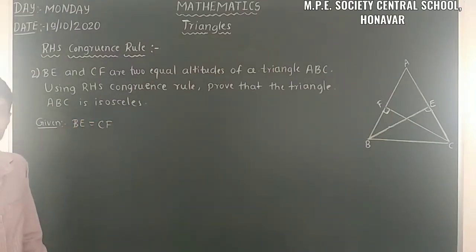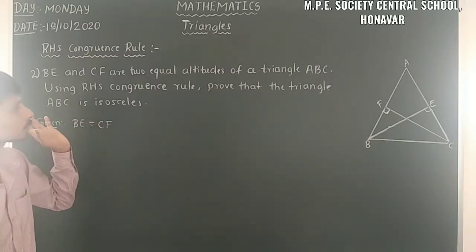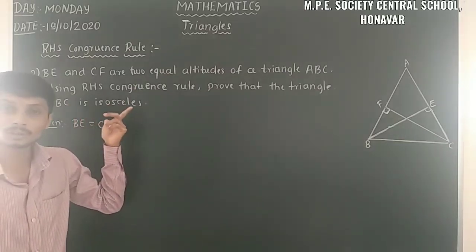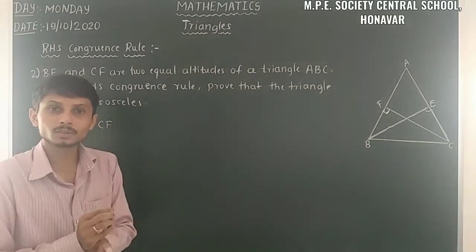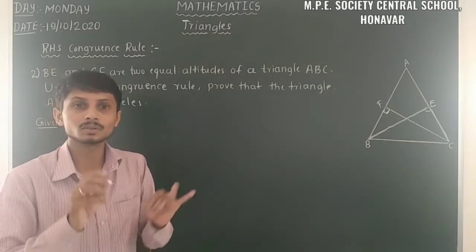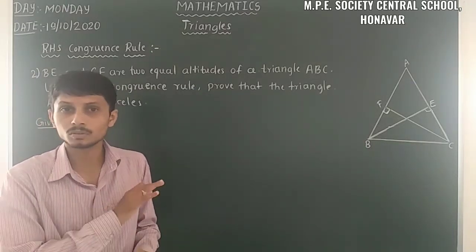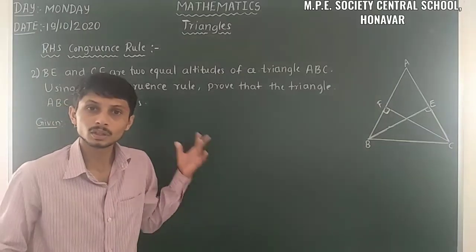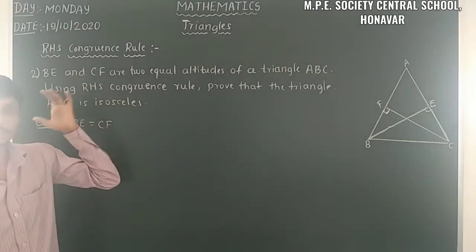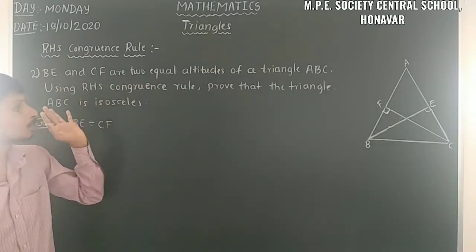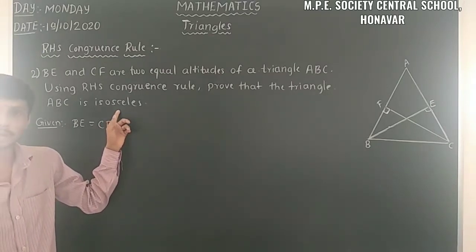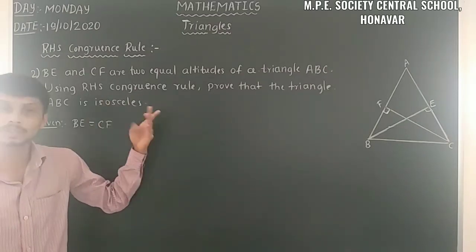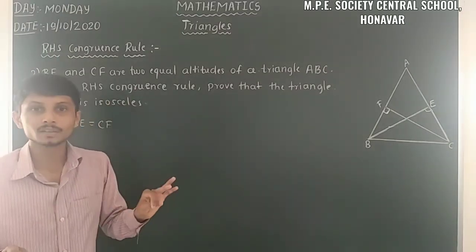Then, using the RHS congruence rule, it is given that you have to prove it using only the RHS congruence rule. Otherwise there is no case of taking the SS congruence rule, ASA congruence rule or SSS congruence rule. Whatever the other congruence rules, you can't take them here. So here we have to use only the RHS congruence rule. Then prove that triangle ABC is isosceles. Here we can use the theorem on isosceles triangles. There is no provision to use the SAS, ASA criterion or SSS congruence.